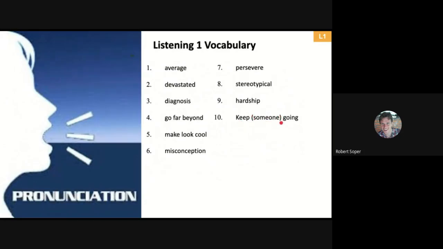This someone can be a pronoun. It's a pronoun, so it's like keep me going, or keep you going, or keep him going. That's the reason the someone is in brackets. Okay, let's push ahead.